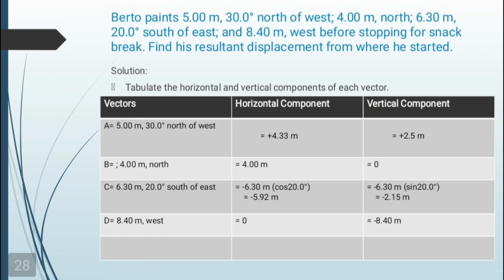Berto paints 5 meters, 30 degrees north of west, 4 meters north, 6.30 meters, 20 degrees south of east, and 8.40 meters west before stopping for a snack break. Find his resultant displacement from where he started. Solution. Tabulate the horizontal and vertical components of each vector.